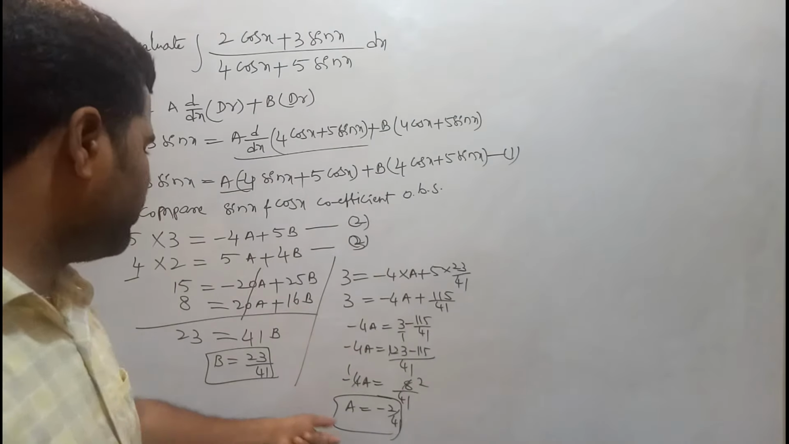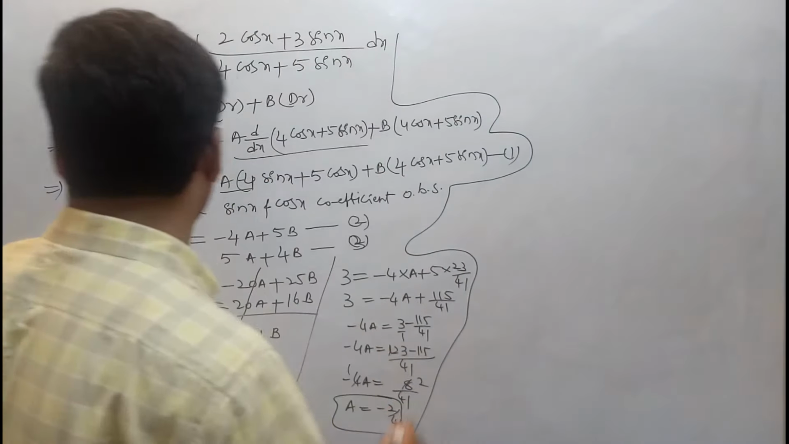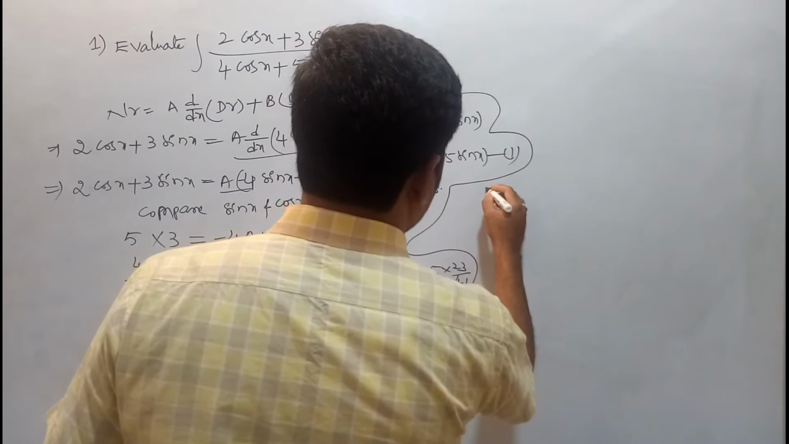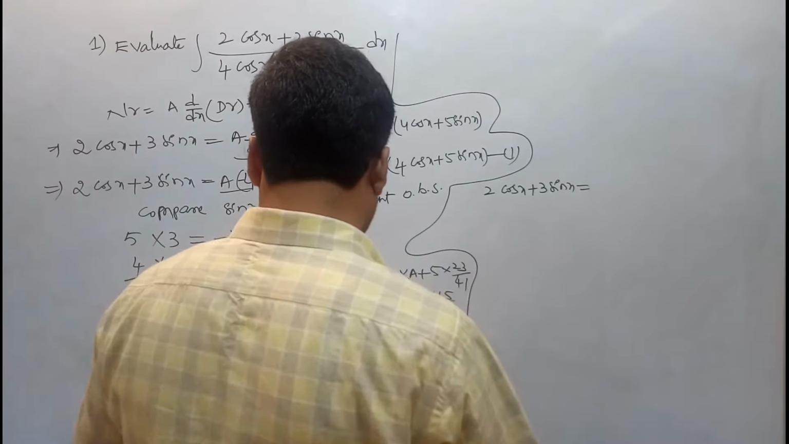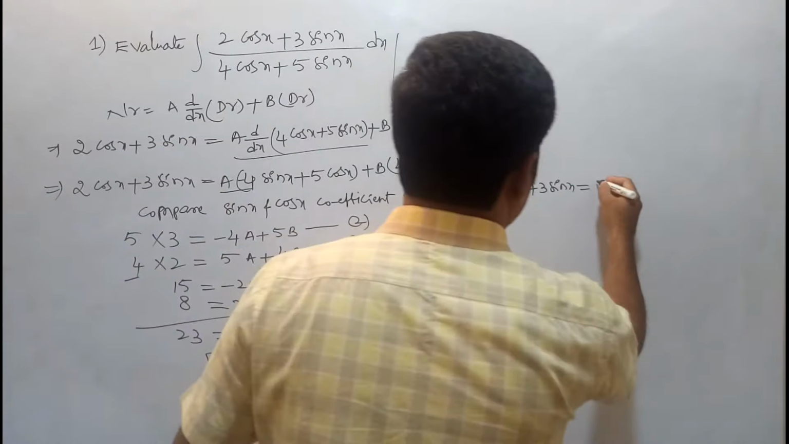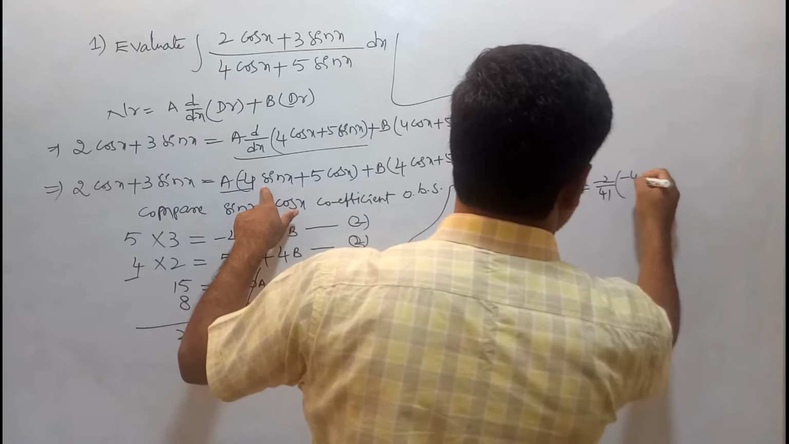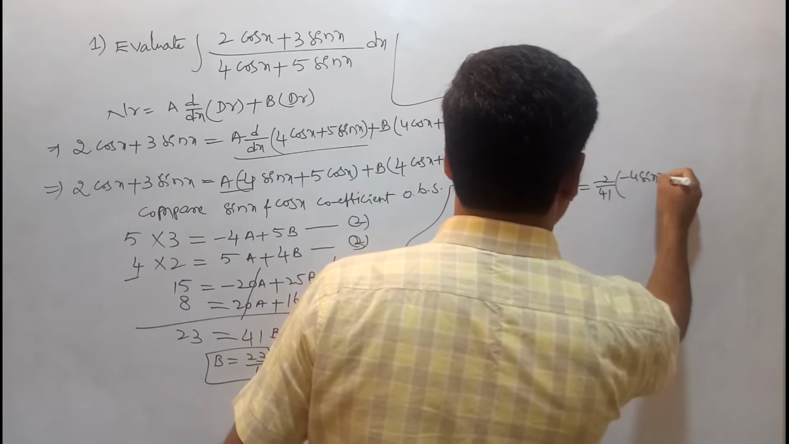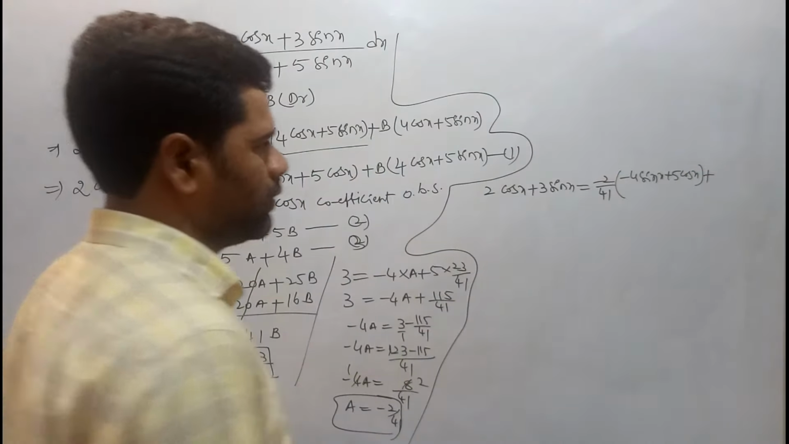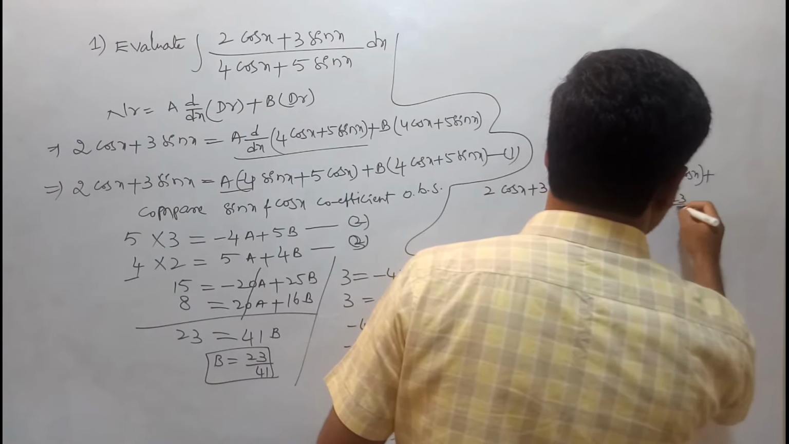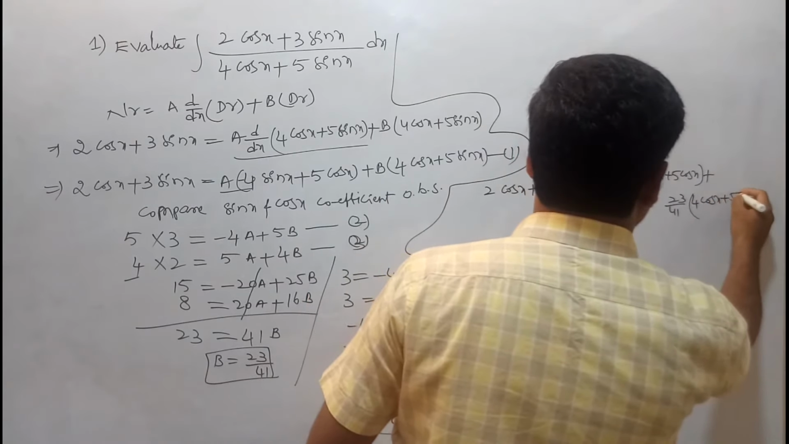Now substitute a and b in the equation. So 2 cos x plus 3 sin x is equal to a, which is minus 2 by 41, times (minus 4 sin x plus 5 cos x), plus b, which is 23 by 41, times (4 cos x plus 5 sin x).